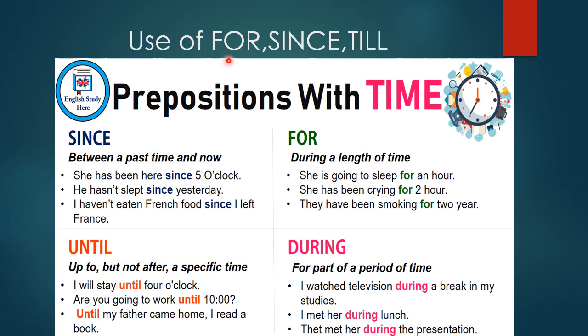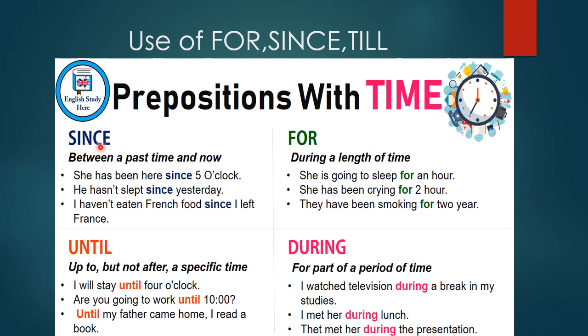Now these are three different sets of prepositions that we are going to study. Use of for, since, till. They are also prepositions with time. The earlier ones were prepositions of time; these are prepositions used with time. I'm going to quickly read them for you all.